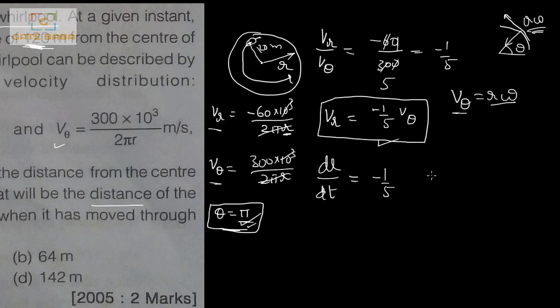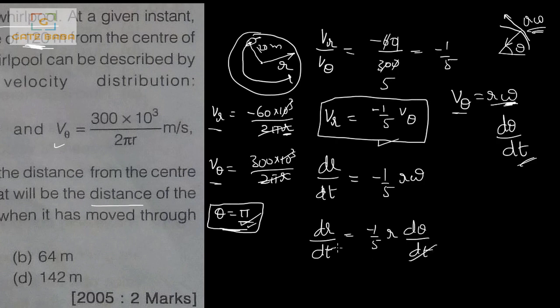With that condition I am writing r omega. What is omega? Omega is nothing but the angular velocity, the rate of angular deformation, d theta by dt. From the definition, I can write dr divided by dt equals minus 1 by 5 r d theta by dt. So dt gets cancelled, and dr by r equals minus 1 by 5 d theta. Now I have a relation between theta and radius. Now I can find whatever I want.